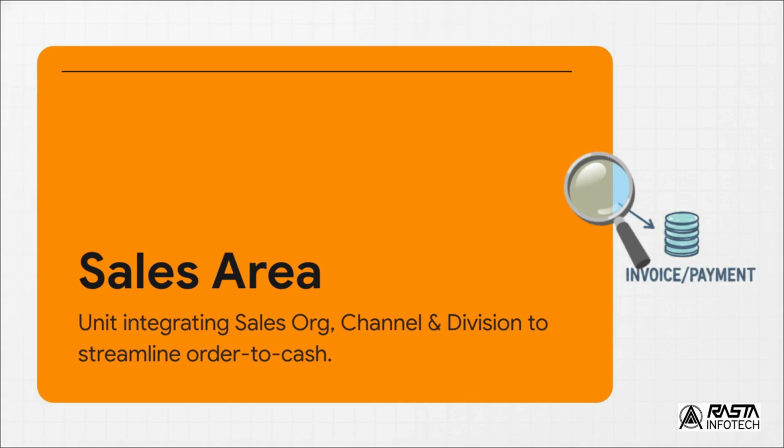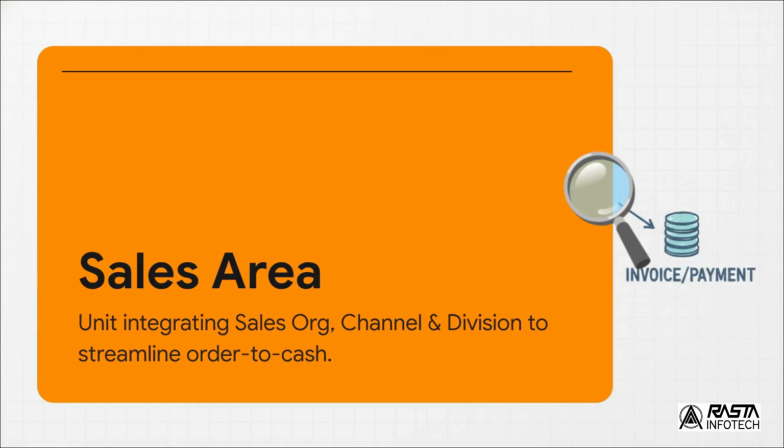But enter the SAP Sales Area. It basically acts as this structural savior to bring order to all that chaos and perfectly streamline the entire process, from the very second a customer places an order right up until that cash hits the bank. Now, a sales area is a critical organizational unit within SAP, and its main job is to seamlessly integrate 3 very distinct elements: the sales organization, the distribution channel, and the division.